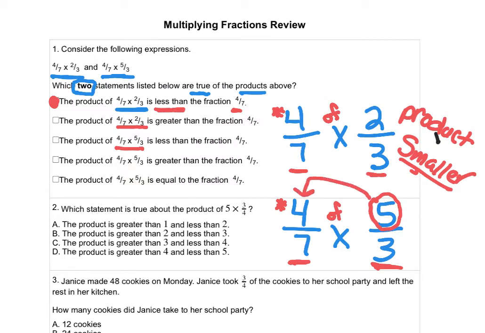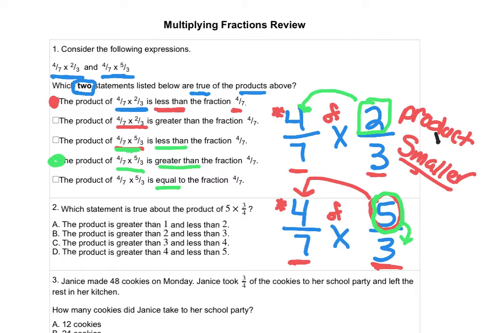So look at your answer choices. It says the product of 4/7 times 5/3 is less than. It's not going to be less than. The product of 4/7 times 5/3 is greater than. Yes, it's going to be greater than. And the reason you know is because if your numerator is greater than your denominator, your answer will be greater than the fraction you started with. If your numerator is less than your denominator, then your answer is going to be less than the fraction you started with. All right, and then the last one, equal to, they're not equal to.